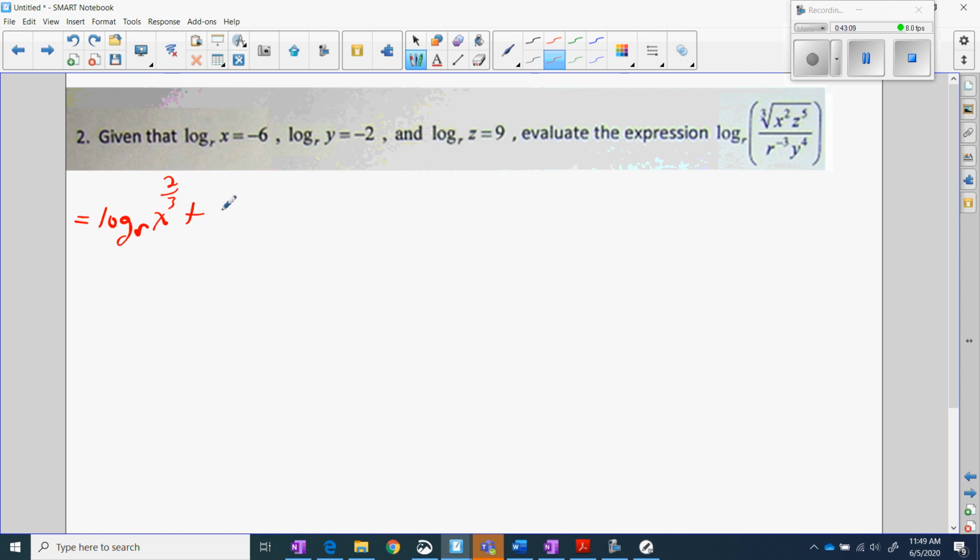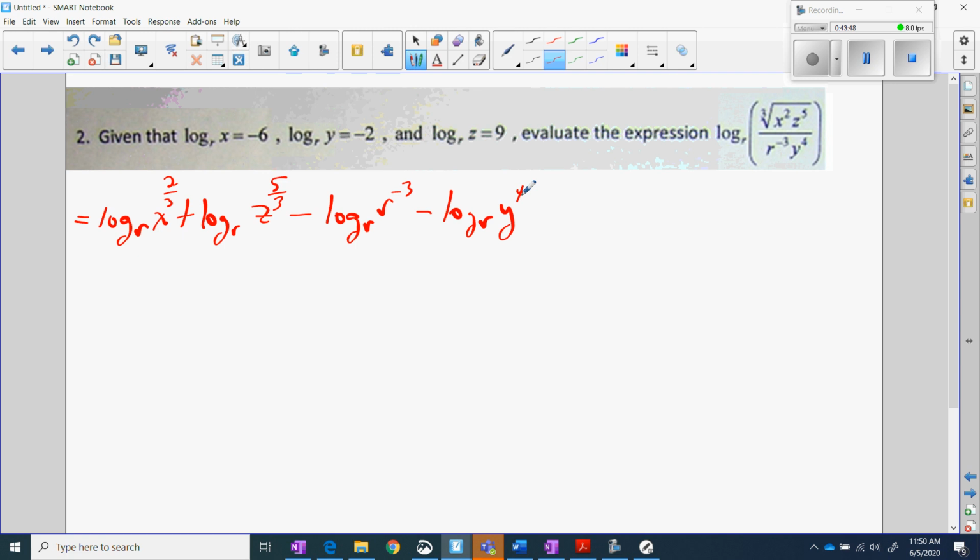They're multiplied. So it's going to be log base r of y, or not y, z, sorry, plus log base r of z to the, oh, what happened here? It should be 2/3. This one would be 5/3. Cube root of z to the 5th. These are in the bottom, so it's going to be subtract log base r of r to the negative 3, subtract, because it's a factor from the denominator, log base r of y to the exponent 4.